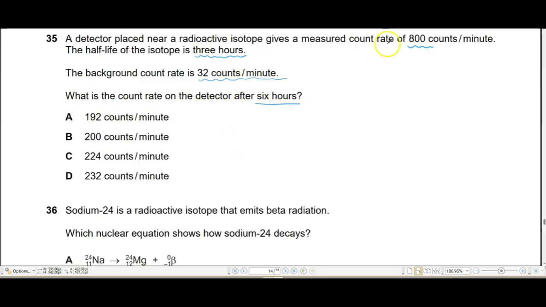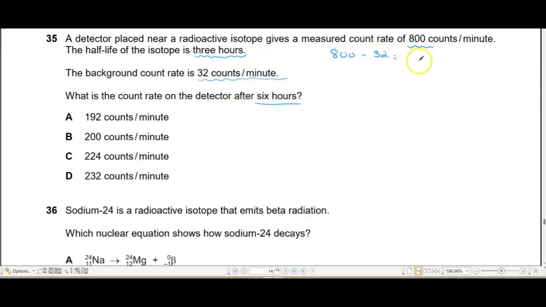Okay, whenever we are given a count rate, when a detector is placed near a radioactive isotope and we are given the background count rate as well, the first thing that has to be done is that the background count rate has to be subtracted from the count rate when the detector is placed near the radioactive isotope, so that we can see what the actual count rate of this radioactive isotope is. The background radiation count has to be taken from it.